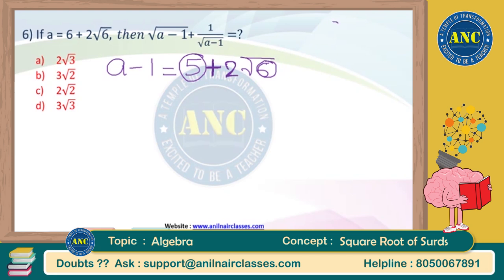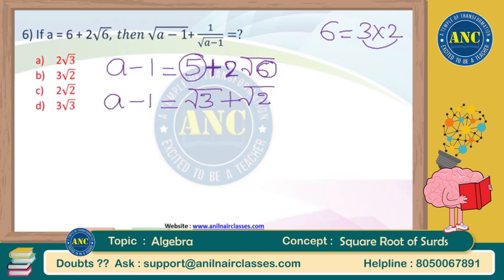Simple, right, sir? 6 is nothing but 3 into 2. That means root 6 is root 3 into root 2. 3 plus 2 is 5. Directly you can write it as root 3 plus root 2. How fast you can get it. Actual answer for a minus 1 is root 3 plus root 2 whole square. But I want square root. Square root of a minus 1, that square will cancel.